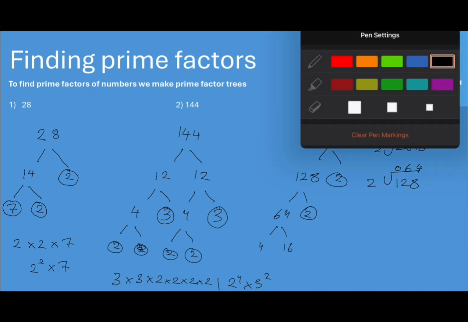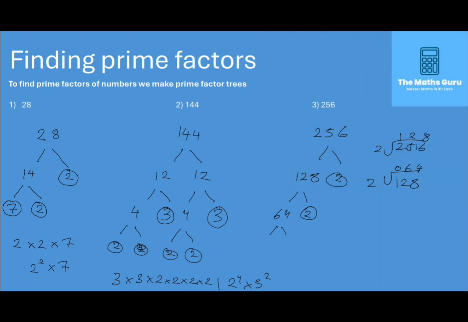Then we could divide this into 2 and 32, then 16 and 2. Let's continue this here. 16 goes into 4 and 4. Then 2, 2, 2, and 2. So this is 2 to the power of 1, 2, 3, 4, 5, 6, 7, 8. 2 to the power of 8. And that is how we do our prime factor trees.